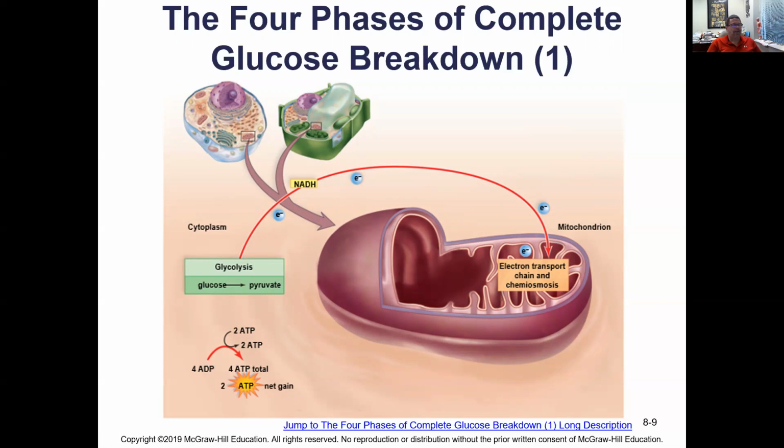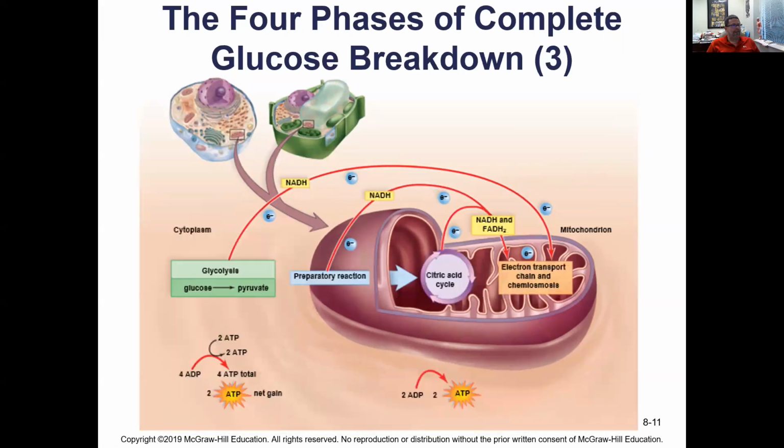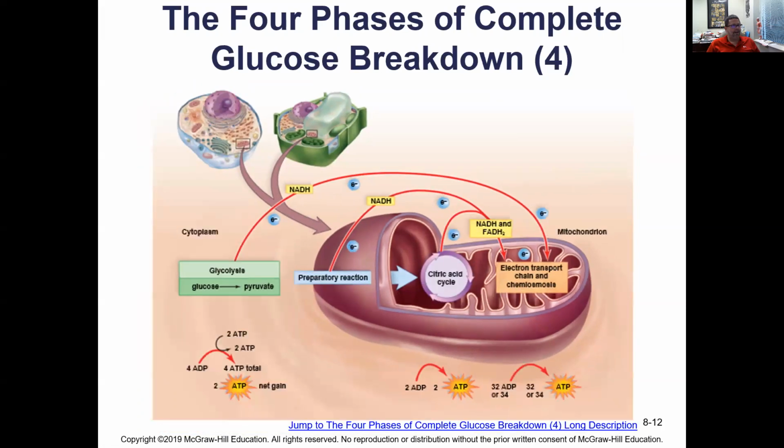So fermentation is the way to reboot those NADHs, which have potential energy in them that were also made here, back so we can recycle that. And we'll see that later. And then that preparatory reaction is in that mitochondria with the citric acid cycle and ETS. Okay, there it is, preparatory reaction. And then the citric acid cycle is occurring in the mitochondria, and then ETS, where we're going to make 34 ATPs.